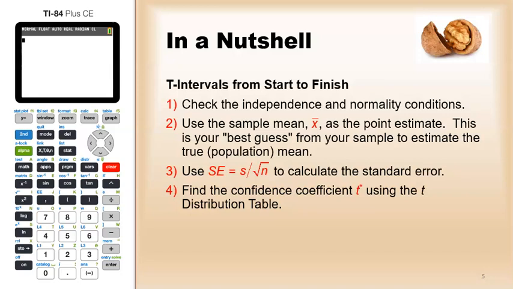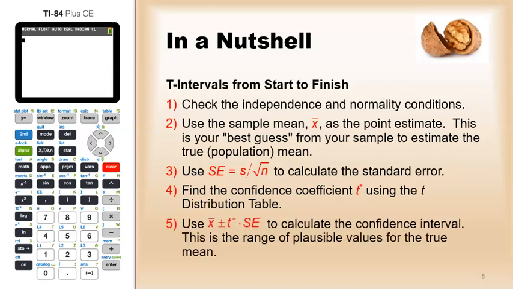From there, we'll find the confidence coefficient, t star, using a t-distribution table. And then x bar plus or minus t star times standard error, so point estimate plus or minus confidence coefficient times standard error. We'll calculate the confidence interval. This represents the range of plausible values for the true mean.